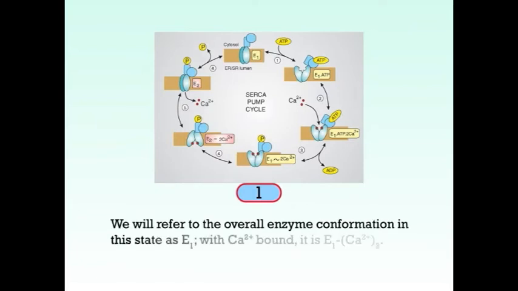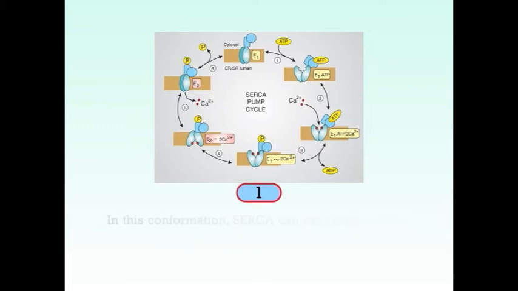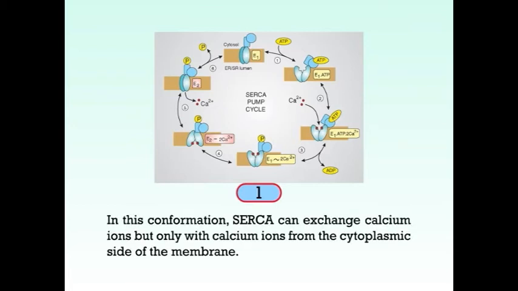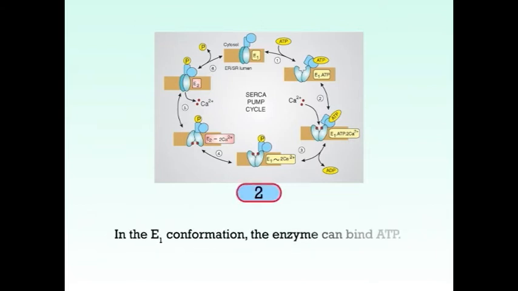We will refer to the overall enzyme conformation in this state as E1. With calcium bound, it is E1Ca. In this conformation, SERCA can exchange calcium ions, but only with calcium ions from the cytoplasmic side of the membrane. In the E1 conformation, the enzyme can bind ATP.